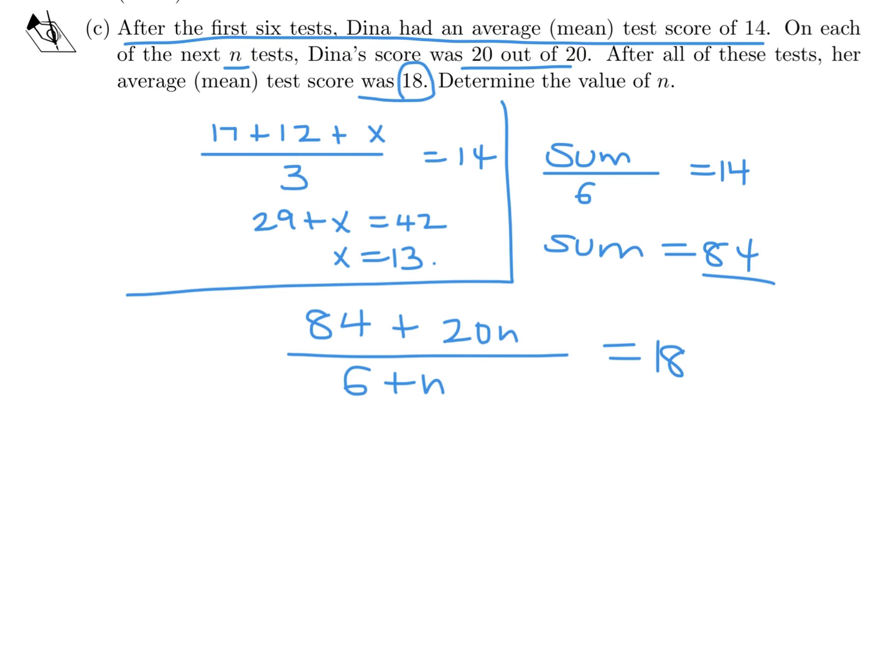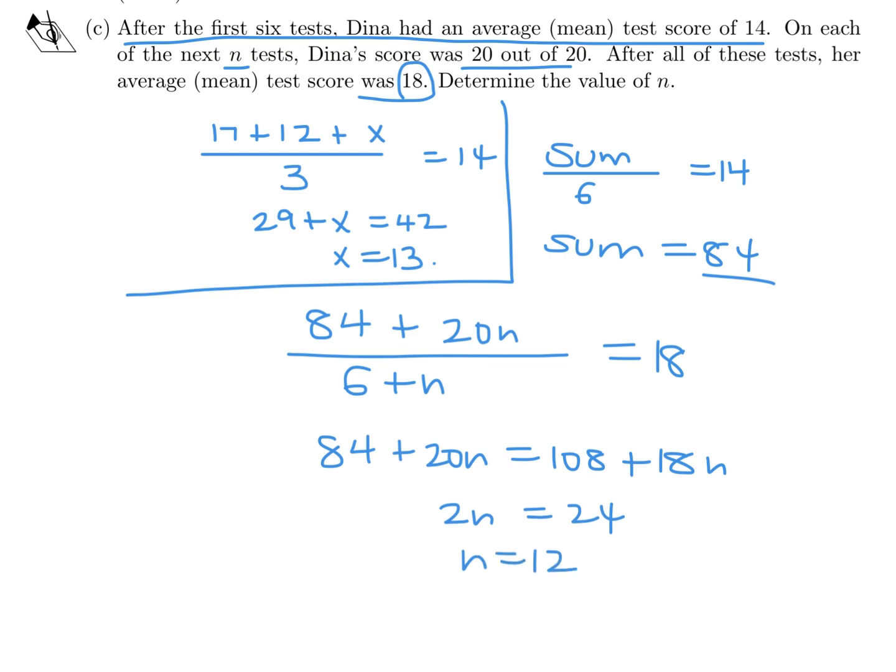So let's solve that. This is going to be 84 plus 20n is 108 plus 18n. So that's 2n is 24, and therefore n is 12. So there were 12 additional tests that she took.